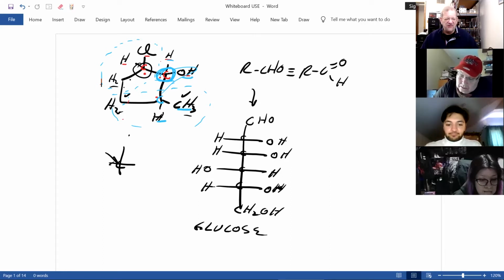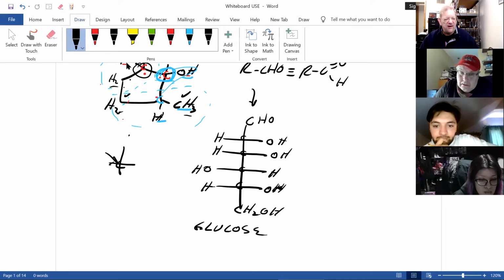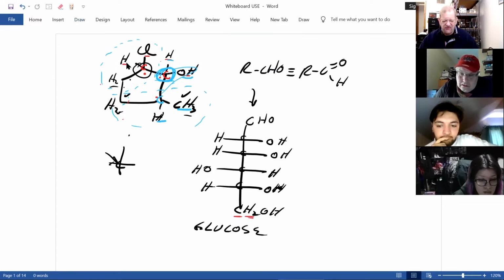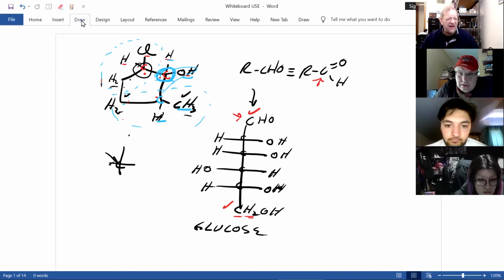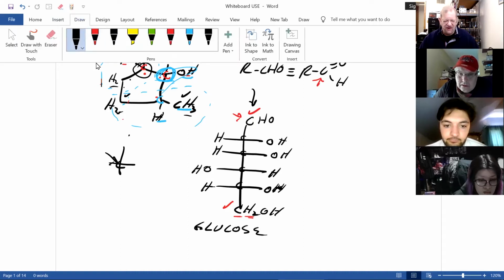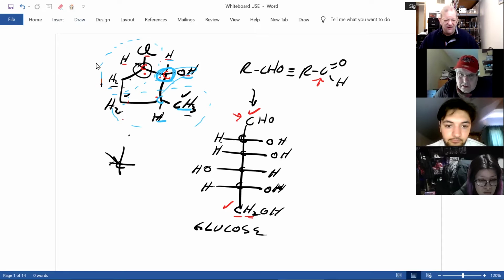All right, I think everybody's done. Let's take a look at this. If I look at this carbon right here, notice it has two hydrogens, so it's out. This carbon here, which is really this carbon here, is involved in a double bond, so it's out. And what that leaves me with is this carbon right here: hydroxyl, hydrogen, the aldehyde, and the rest of the carbons. It's chiral.